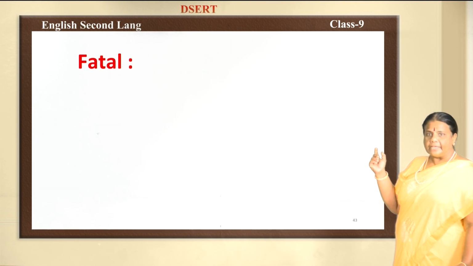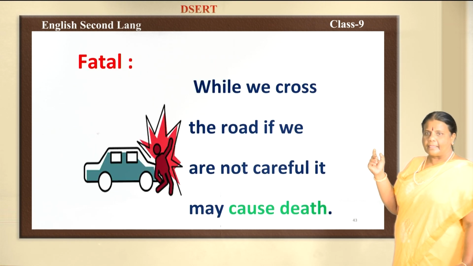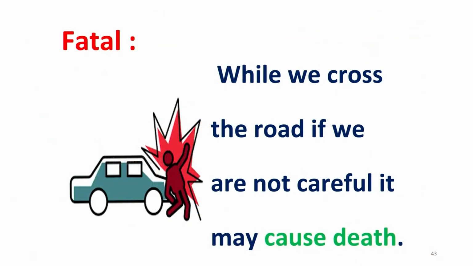The next word is fatal. While we cross the road, if we are not careful, it may cause death. Look at the picture, children. You can see there is a car and there is a person in front of the car. What is happening to the man? He is being knocked down by the car.